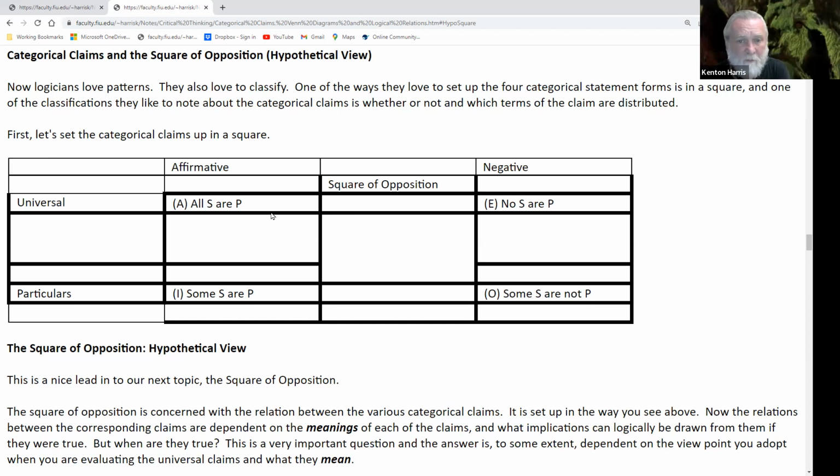So in a standard square of opposition, the A claim goes into the upper left-hand corner. The E claim goes into the upper right-hand corner. I claim lower left, O claim lower right. Okay. So this is the standard square of opposition.